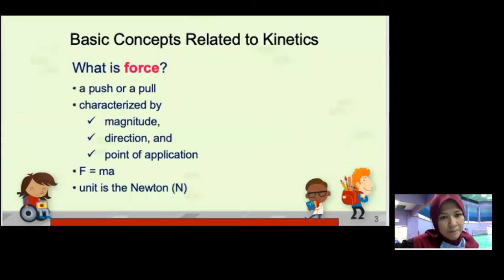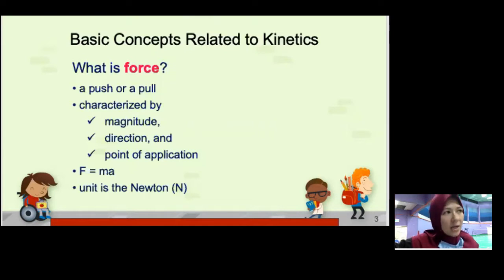Okay, seterusnya, what are forces? So dalam basic kinetics, kita kena tahu bahawa ada wujudnya force. Force ni adalah daya. Okay, so what is force? Force is a push or a pull characterized by magnitude, direction, and point of application. When we talk about forces, it is important to remember that forces are characterized by the magnitude, direction, and also point of application.